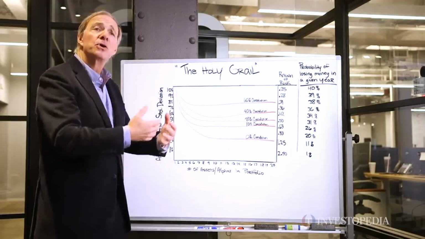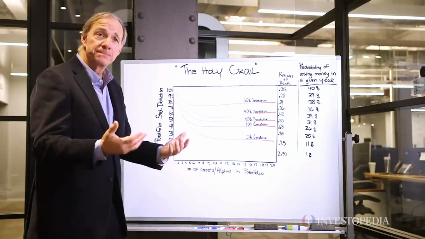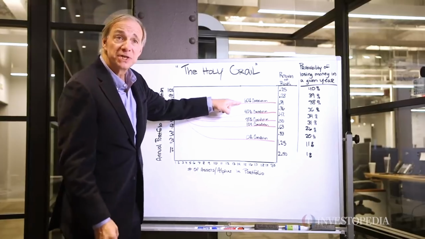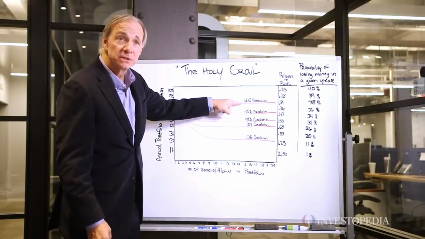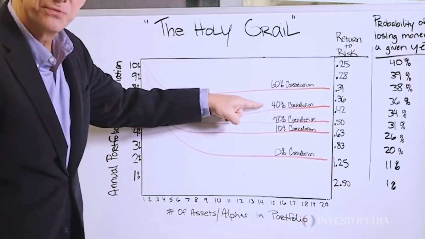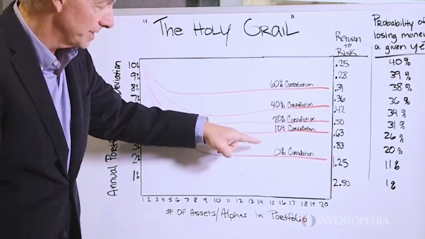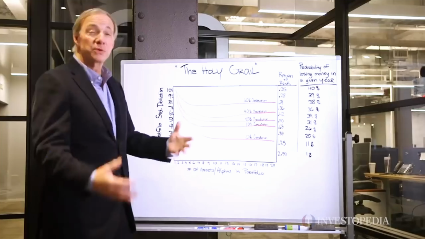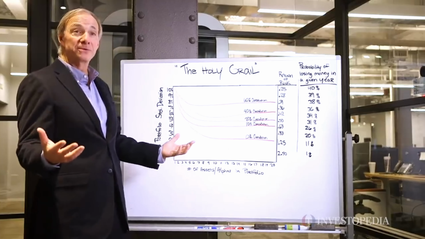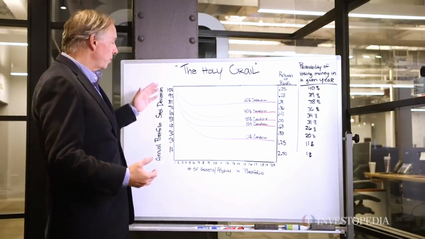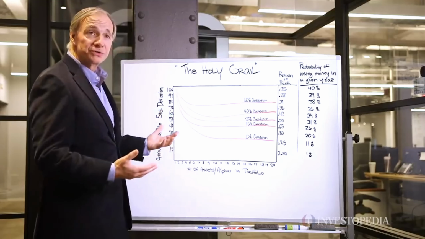How would that reduce my risk if it on average has a 60% correlation? Or if it on average has a 40% correlation or a 0% correlation? How would that change? I wanted to know that, right? So that's what this chart shows.